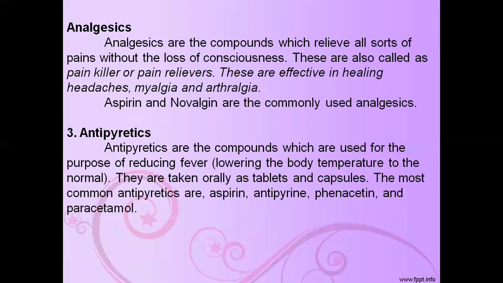The next type of drug is analgesics. So analgesics are the compounds which relieve all sorts of pains without the loss of consciousness. These are also called painkillers or pain relievers. These are effective in healing headaches, myalgia, and arthralgia. Aspirin and Novocaine are the commonly used analgesics. Okay.